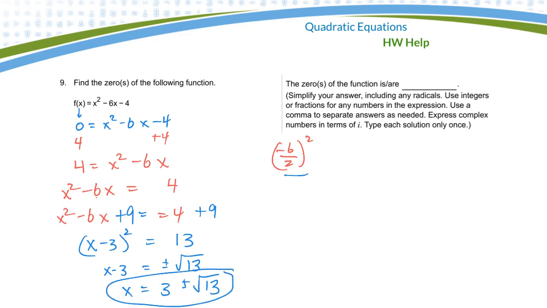So the zeros are, now what did they say? Use a comma to separate answers as needed. Yeah, so I think in my labs you can just go 3 plus or minus root 13. I think that should be good.